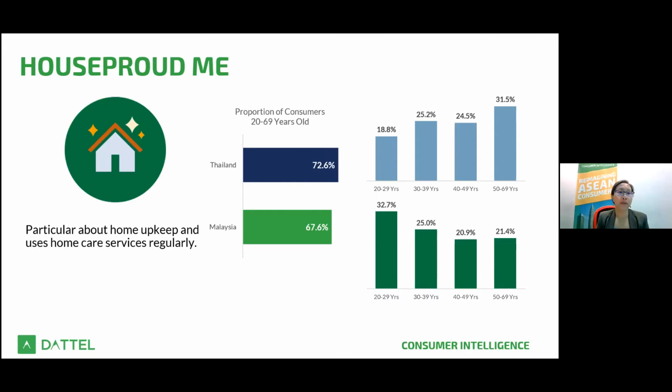And the next one is house proud me. So they're very particular about how they maintain their house, and they even use home care services on a regular basis. And we see Thailand is a little bit higher in terms of the proportion. But again, in terms of the distribution by age, we're seeing essentially the distribution is much higher among the younger ones, and then it goes a bit lower in Malaysia for the older age groups. But nonetheless, it's still in the 20% at least.